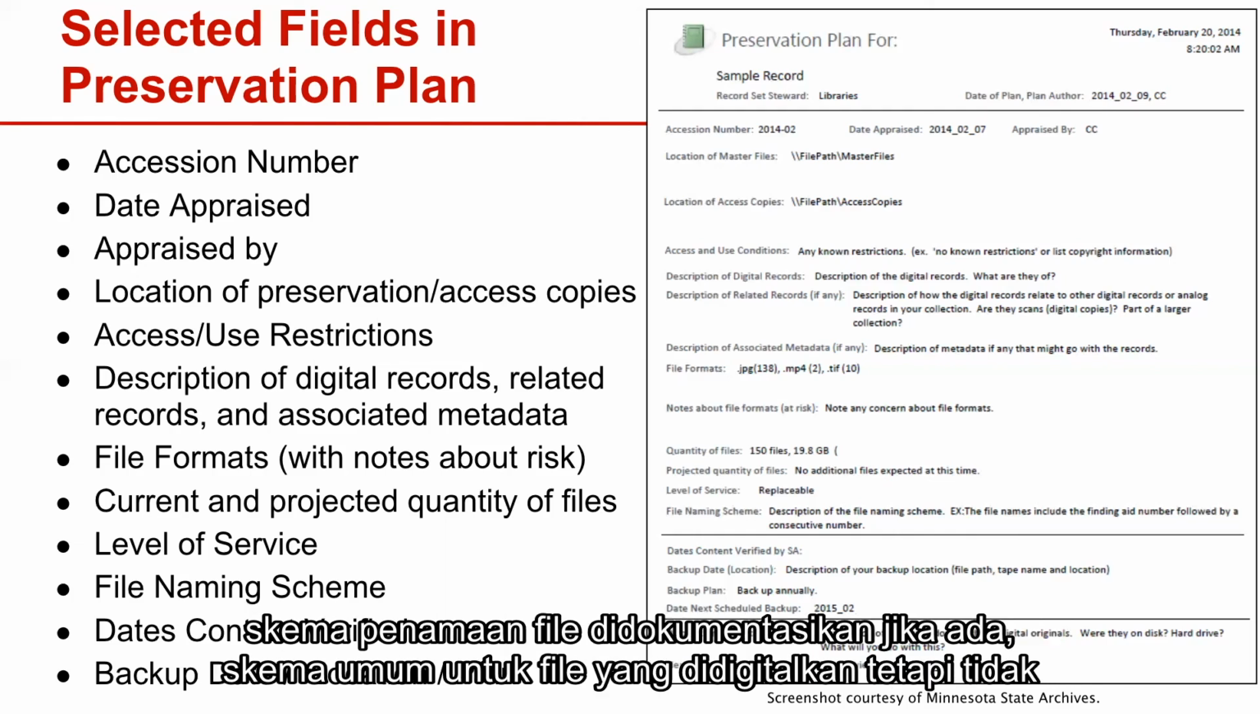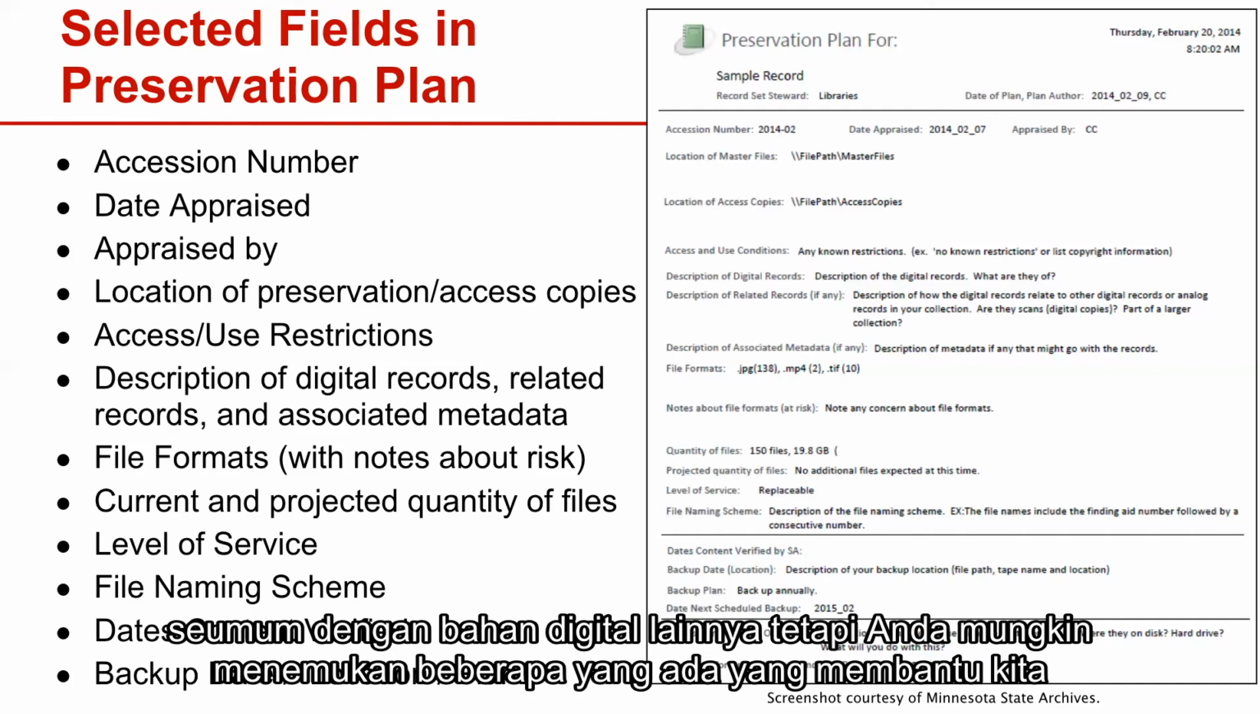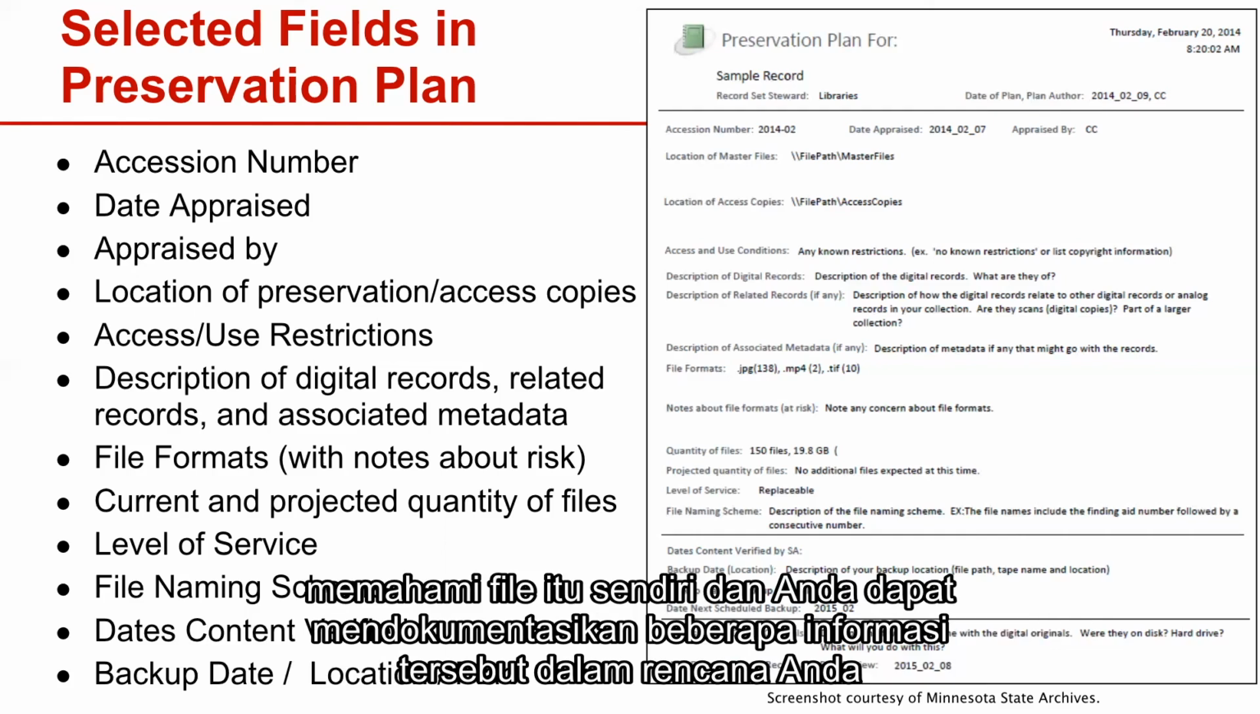File naming schemes are documented if they exist. Schemes are common for digitized files, but are not as common with other born digital materials. But you may find that some exist, which helps us understand the files themselves. And you can document some of that information in your plan.